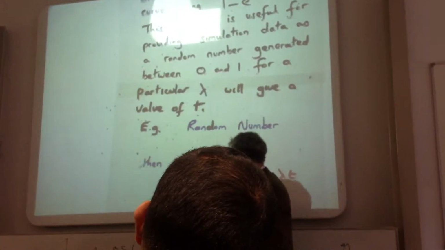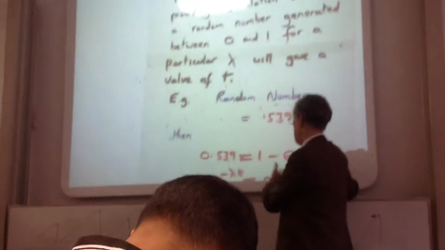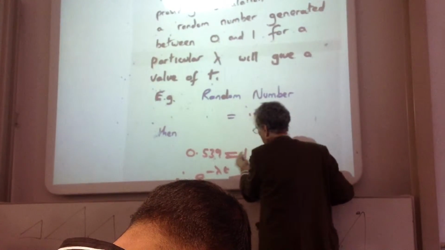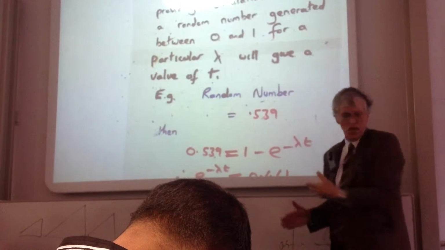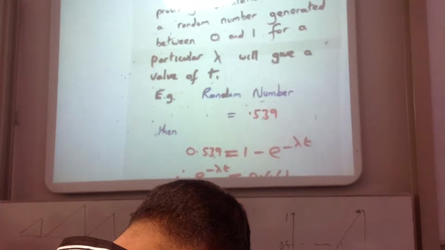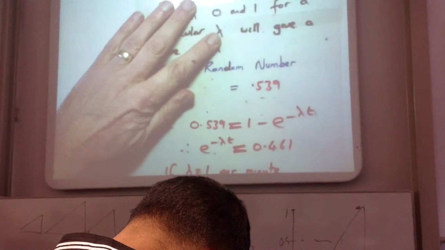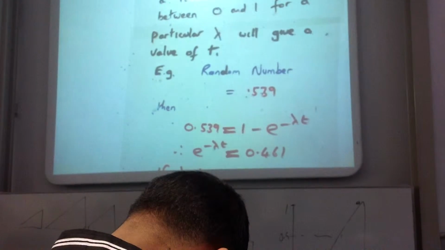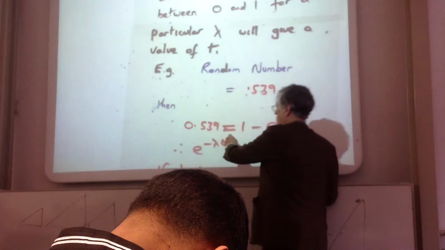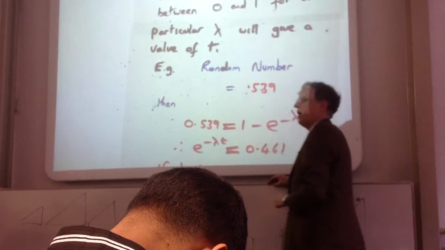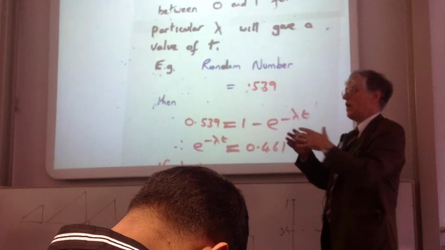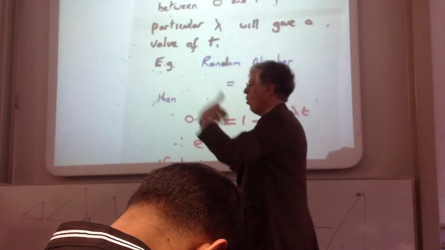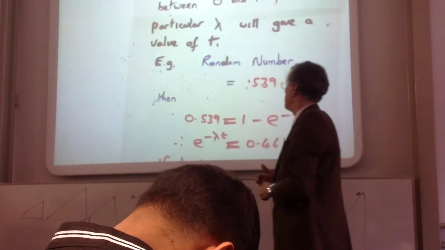So we would have random number equals 1 minus e to the minus lambda t. And obviously, we can take the e over that side and 1 minus 0.539 on the other side, and we would get e to the minus lambda t equals 0.461. So, in other words, if we know lambda, the mean rate of arrivals, we can work out t, what the average inter-arrival time will be for that particular random number. And then we can have another random number and another inter-arrival time.